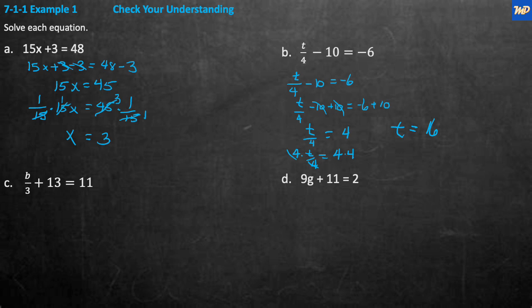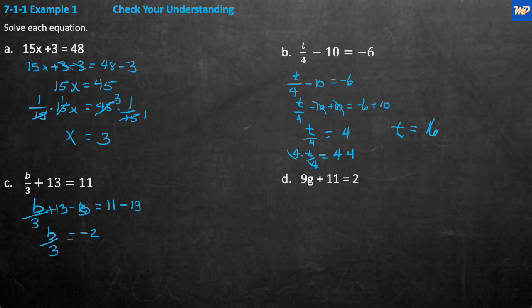Let's go to this one here. b over 3, kind of the same as our problem we just did. So we have b over 3 plus 13, and then we have to get rid of the 13, minus 13. We have to add the additive inverse. b over 3 plus 13 minus 13 is equal to 11 minus 13. Whatever we add to one side, we have to add to the other. So we're left with b over 3 equals 11 minus 13, which is minus 2.